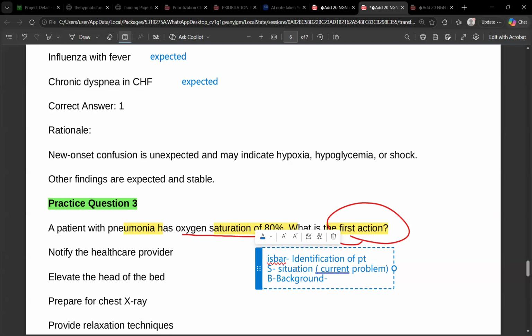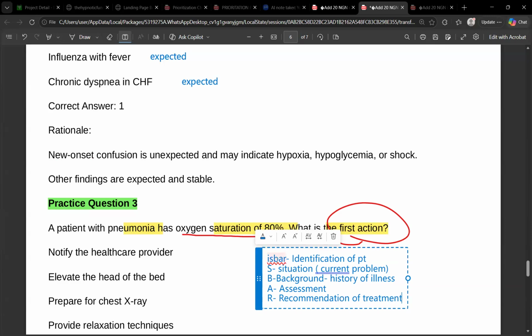Background means history of any chronic illness: diabetes, hypertension, any surgery. Then A means assessment. Last one, R. R means recommendation. Recommendation means what is the treatment of choice. Recommendation of treatment.